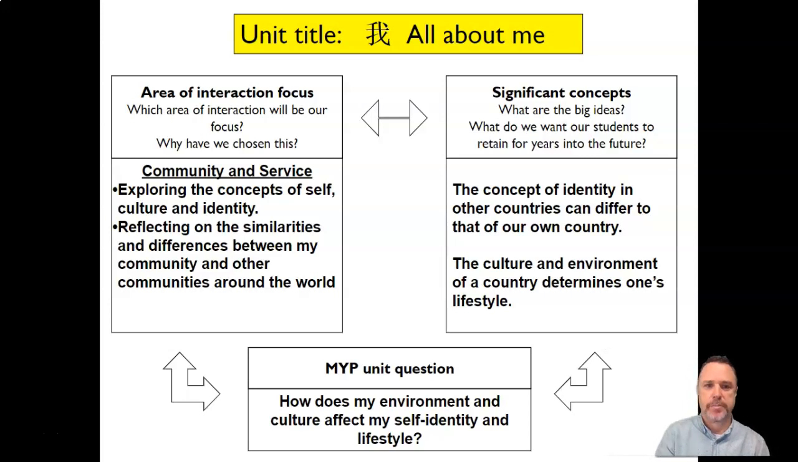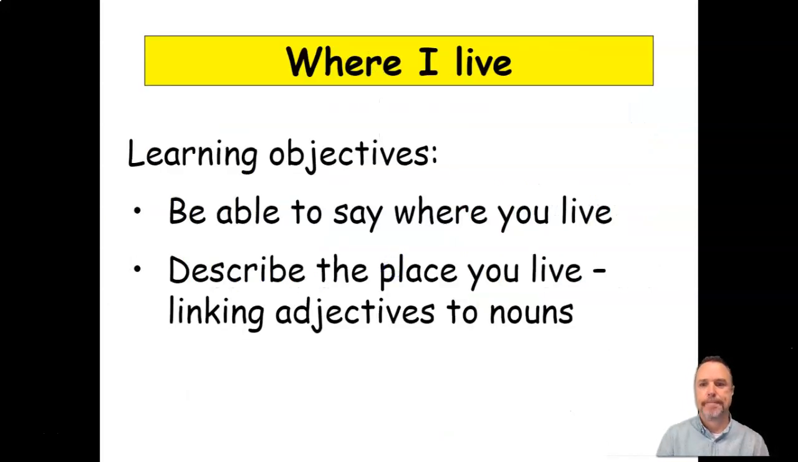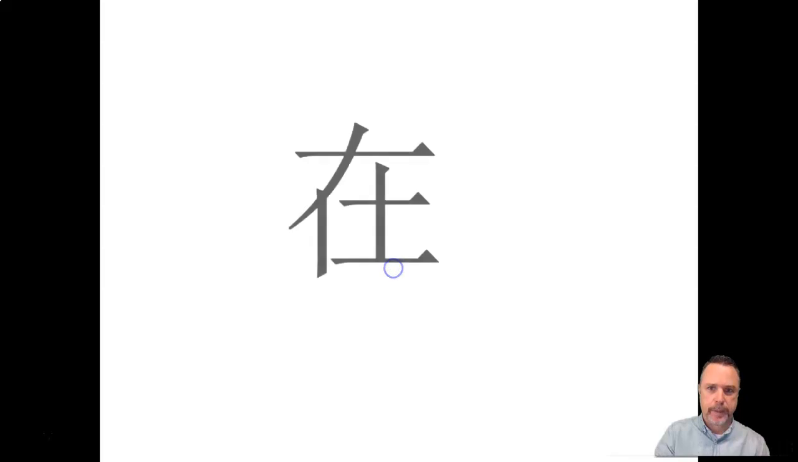So let's just jump straight in. Our learning objectives today, we want to be able to say where we live and we want to be able to describe the place where we live. And we're going to do that by linking adjectives to nouns. There's a little trick I'm going to teach you in how to do that in Chinese. So let's get started.